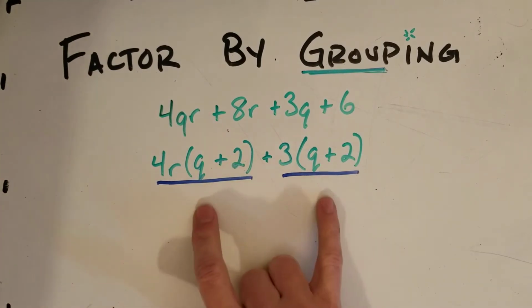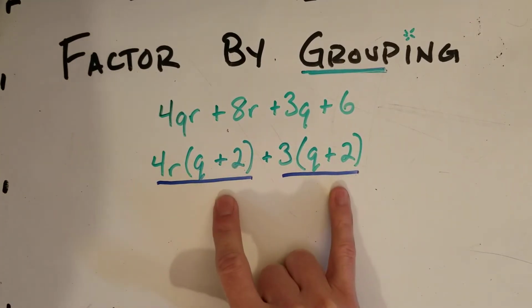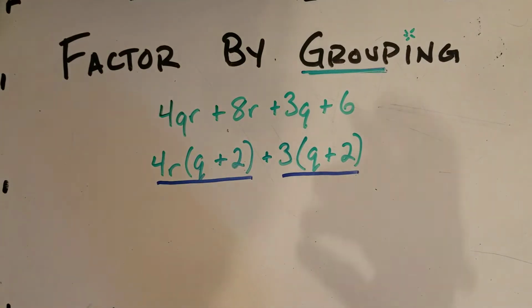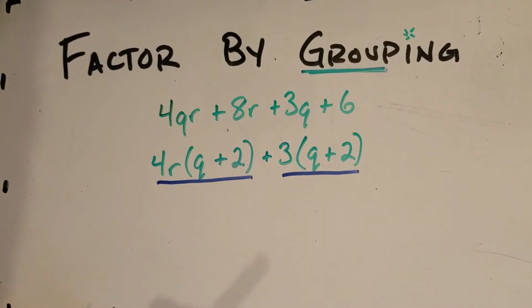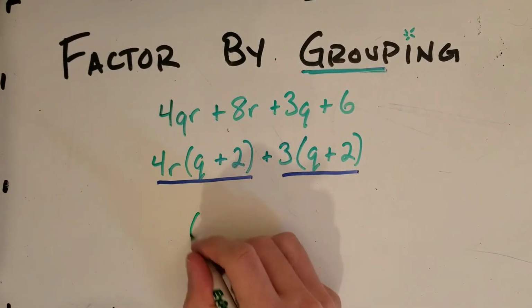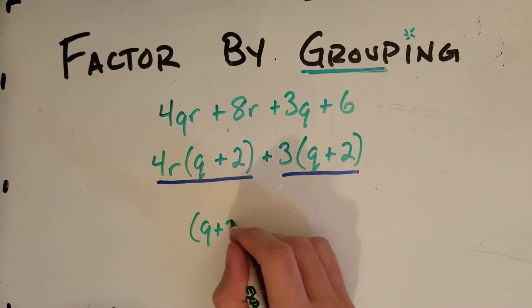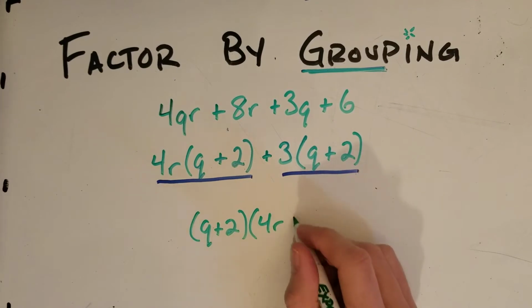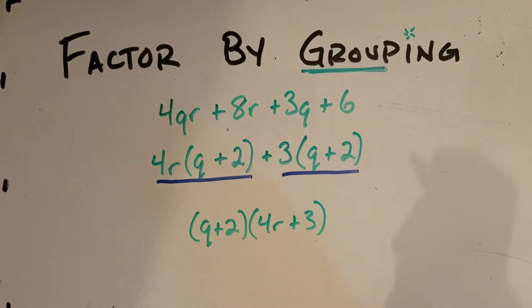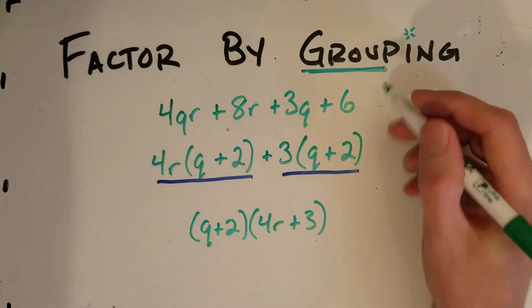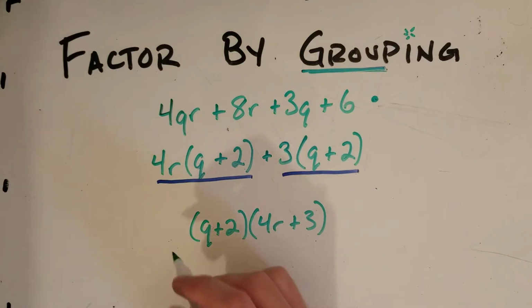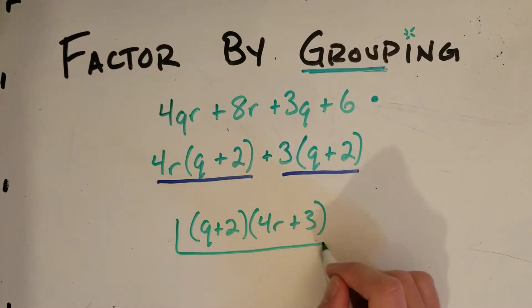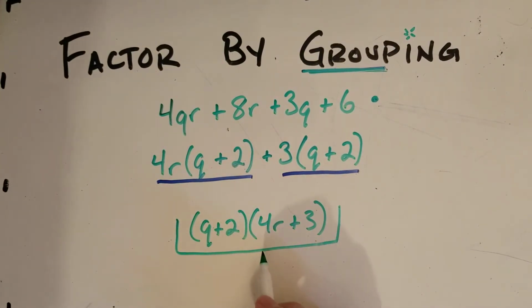They have something in common between them. They have a binomial in common. So you can factor out that binomial. By that I mean, you can take the q plus 2 and factor that out, so you're left with 4r plus 3. If you were to multiply this out, if you were to FOIL this out, you're going to end up right back here where we started. So that means this is the factored form of this.